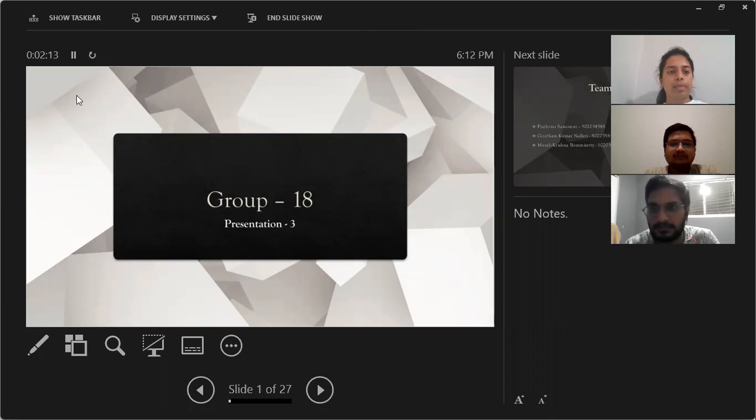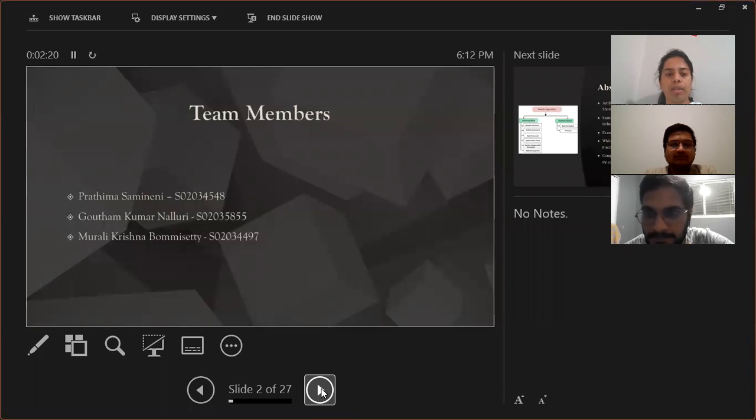So today we are going to explain two research papers based on search algorithms. The second paper is Severe Weather Avoidance Using Informed Heuristic Search. Here are our team members: myself Pratima Samineni, Gautam Kumar Nalluri, and Murali Krishna Bomishetty.